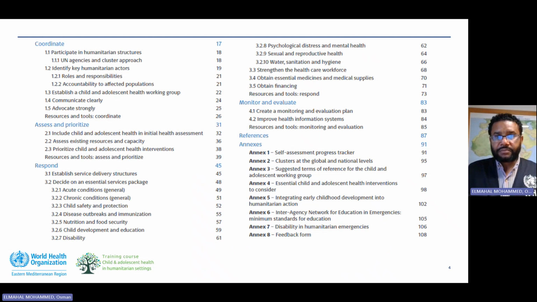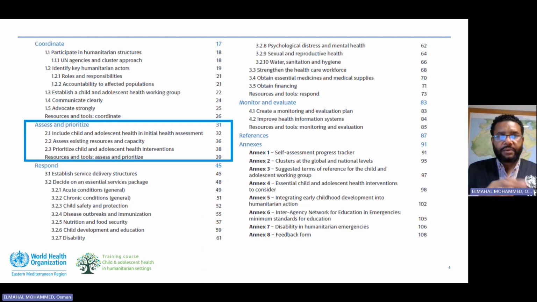As you can see, this is the table of contents of the guide. We have coordinate, assess and prioritize, respond, and monitor and evaluate, and there are a lot of references. We thought of having this guide be much more operational, to help people on the front line have enough resources to implement. In this module, assess and prioritize, we'll be discussing three areas. Resources and tools will also be annexed in this chapter, and you can refer to them later for further reading.